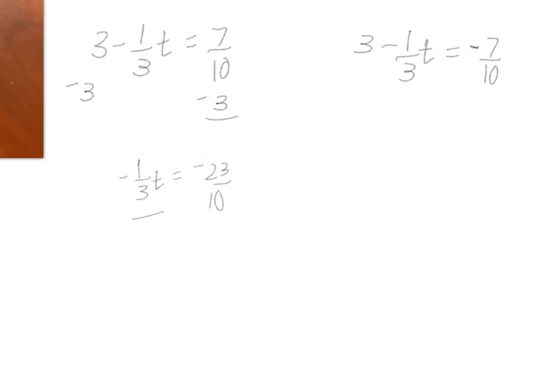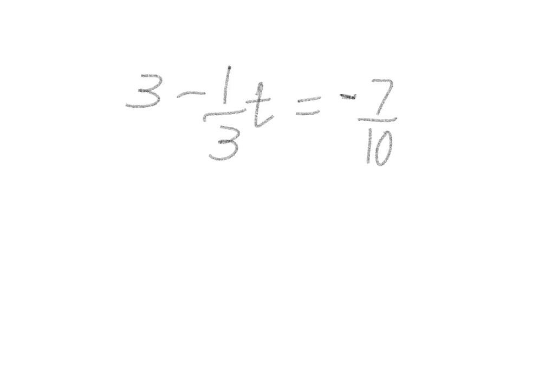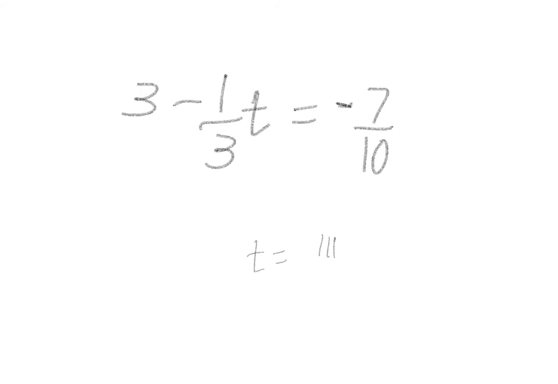So now you can either divide by negative 1/3, or you can think of it as multiplying by the reciprocal. Since I've been doing it in the calculator, I'm going to divide by negative 1/3, and you get t equals 6.9, or 69 over 10. And then this one is worked the same way. You're just going to want to use that calculator for your fractions. You would end up getting that t equals 111 over 10.